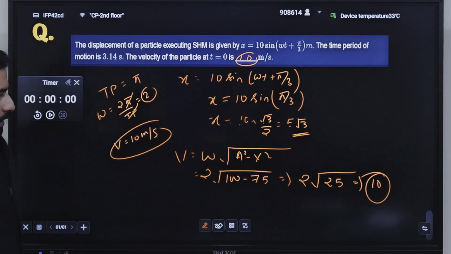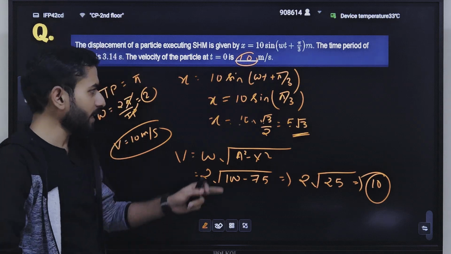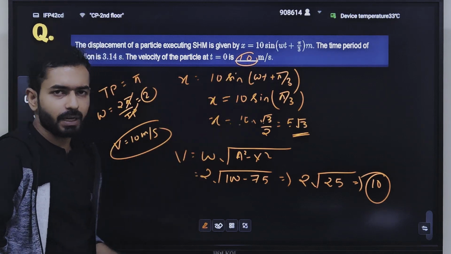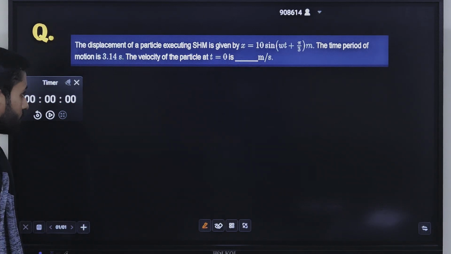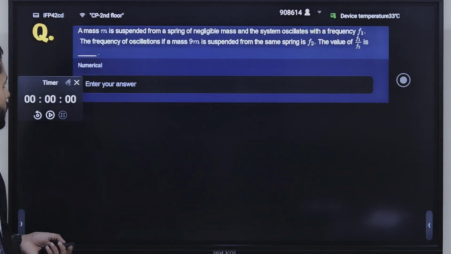Correct? In this case we have used the general equation of SHM also, and we have taken some values from there, and then we have solved this question. Right? The answer is 10 meter per second.